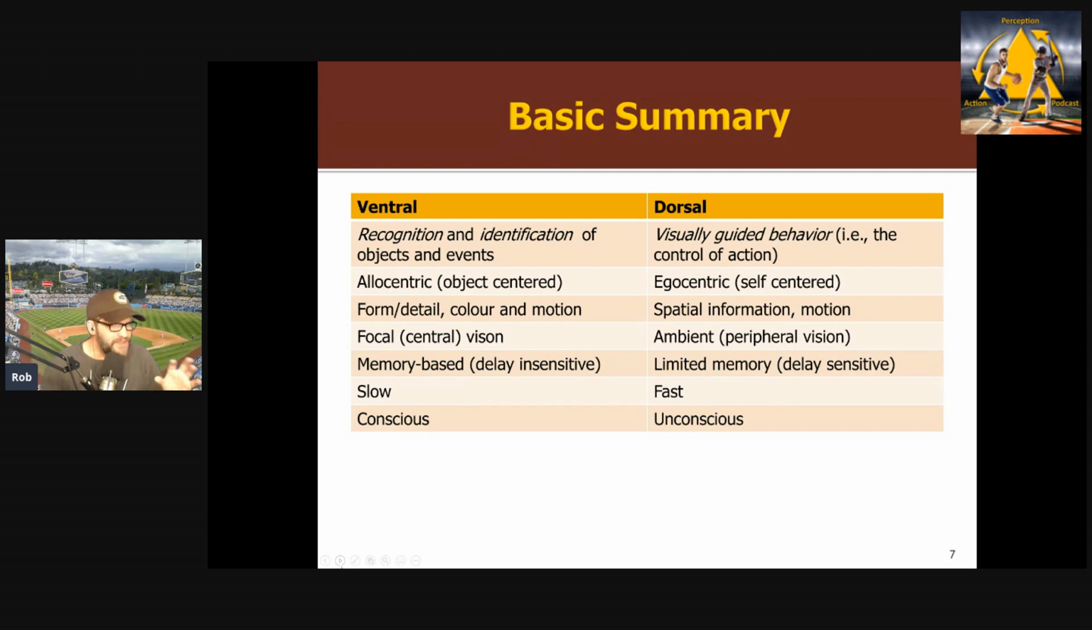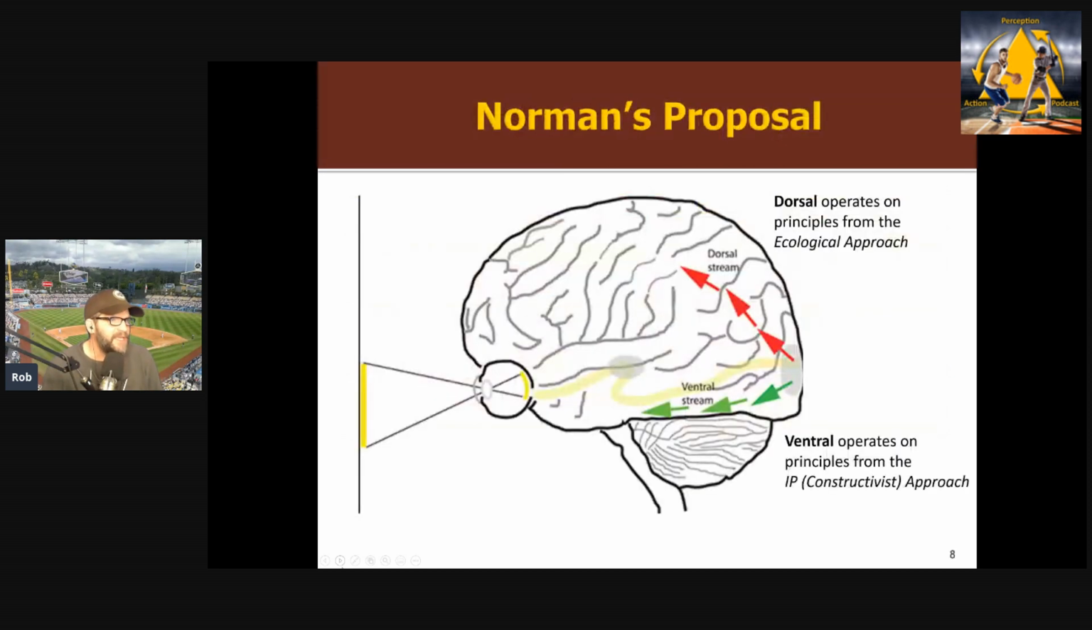Okay. What's new about this article that Norman is proposing? He is basically proposing that we can fit two theories of perception and two theories of skill acquisition on top of these two streams. The dorsal stream, he proposes, operates based on principles from the ecological approach, while the ventral stream operates on the principles of information processing, what he calls the constructivist approach. It's called that because in information processing you're constructing your perception through inference, building on things using cues and so on. So that's his general idea.